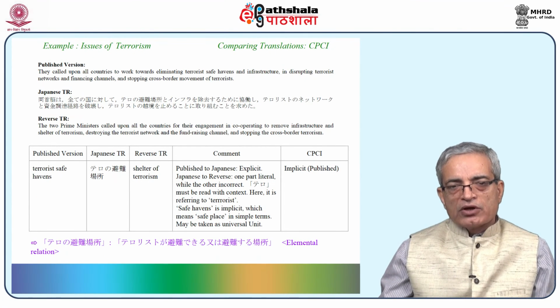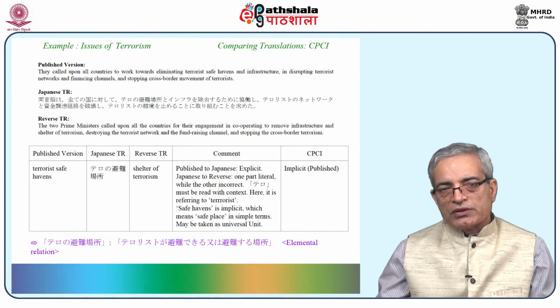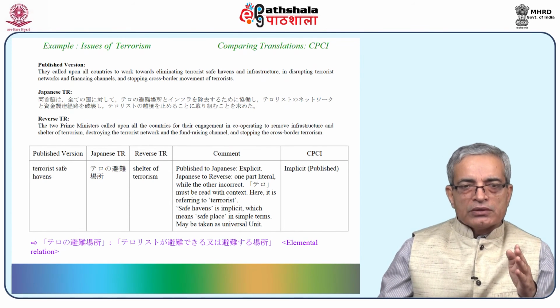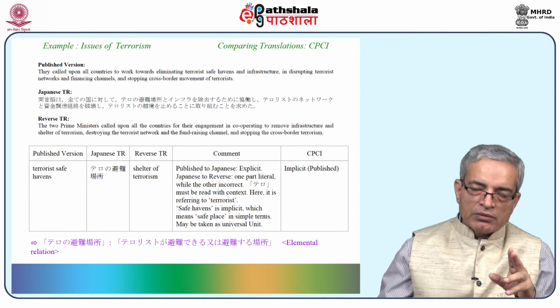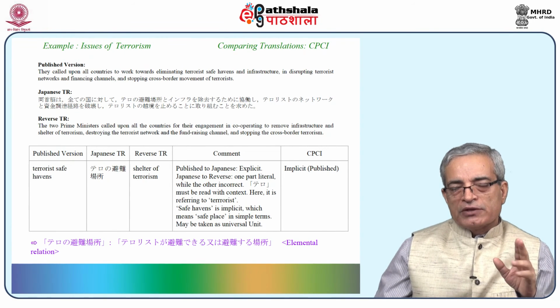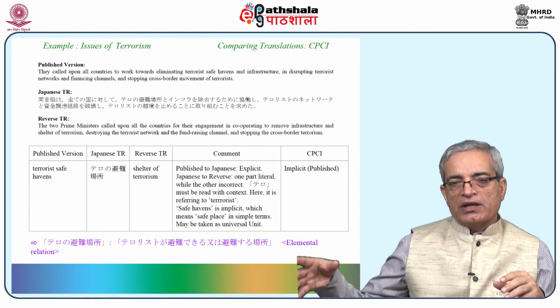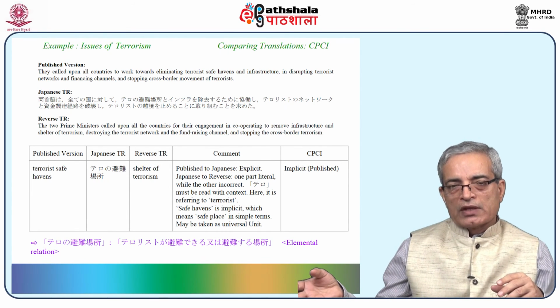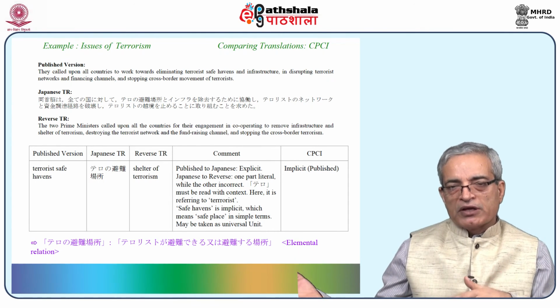Let's take the CPCI components, and first is terrorist safe havens. It's a good word. Tero no hinan basho. Hinan basho, normally in the earthquake people say hinan basho. That means if an earthquake takes place, you go to a hinan basho. That means a place where you can evacuate to. But it's a safe haven, because it's believed that you will be comfortable there.